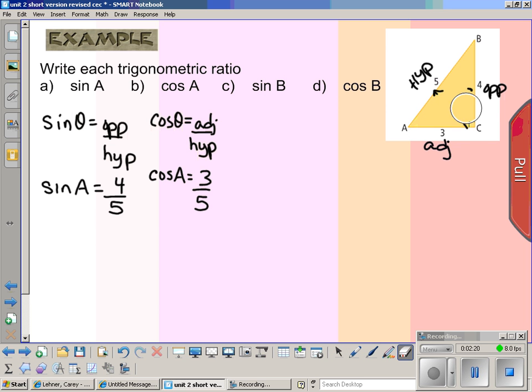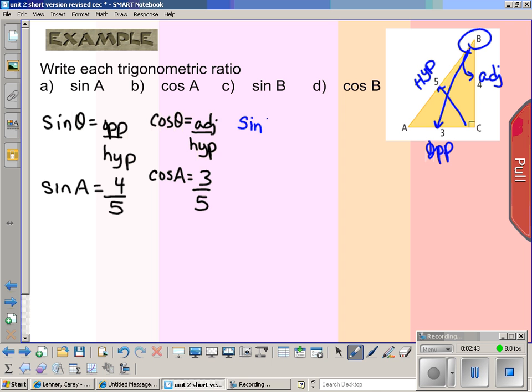Now we want to look from angle B. Once again, our hypotenuse is still across from the 90-degree angle. But this time, across from angle B is our opposite side, and beside angle B is our adjacent side. So if we want to find the sine of an angle, it's opposite over hypotenuse. So the sine of B, our opposite to angle B is 3, and the hypotenuse is 5.